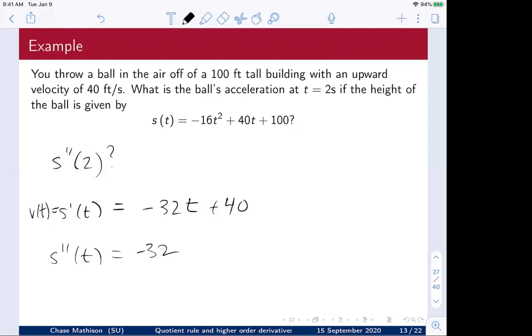So we would expect this. If I throw a ball in the air, the only force acting on it is gravity. And so the only acceleration I would expect is acceleration due to gravity. Okay, so s double prime of 2 in particular is what? Yeah, just negative 32, right? So it's sort of a trick question, but really not. Constant functions are still functions. Whatever you plug in, you get the constant back, right? So the answer is negative 32.